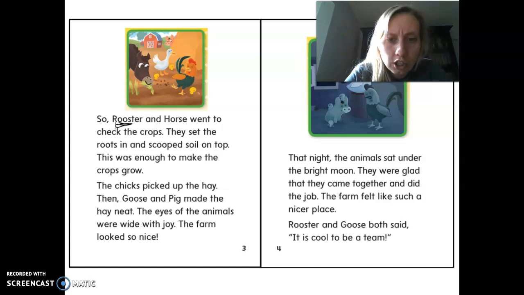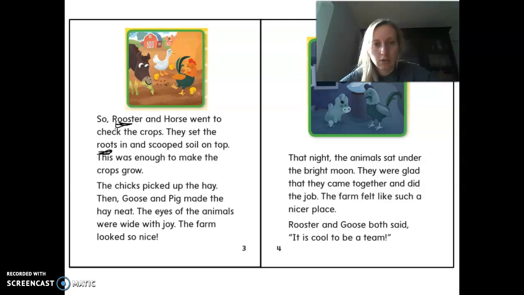So Rooster and Horse went to check the crops. They set the roots in the ground, roots in the scooped soil on top. So they're planting things. This was enough to make the crops grow.